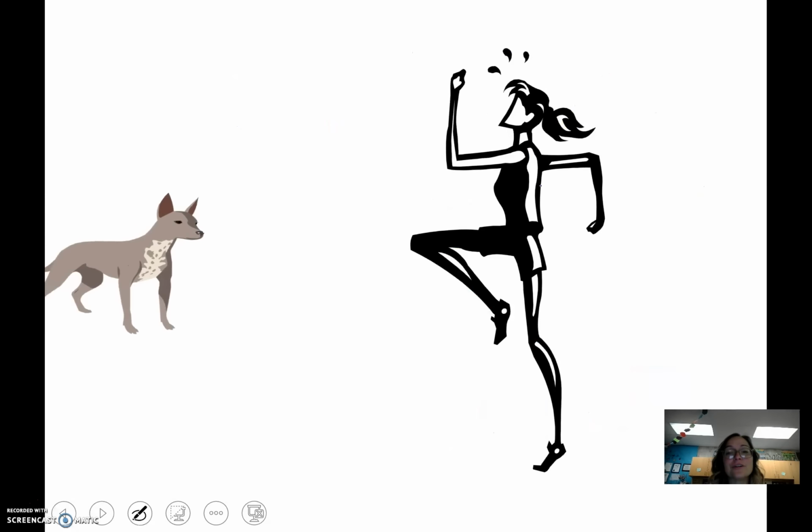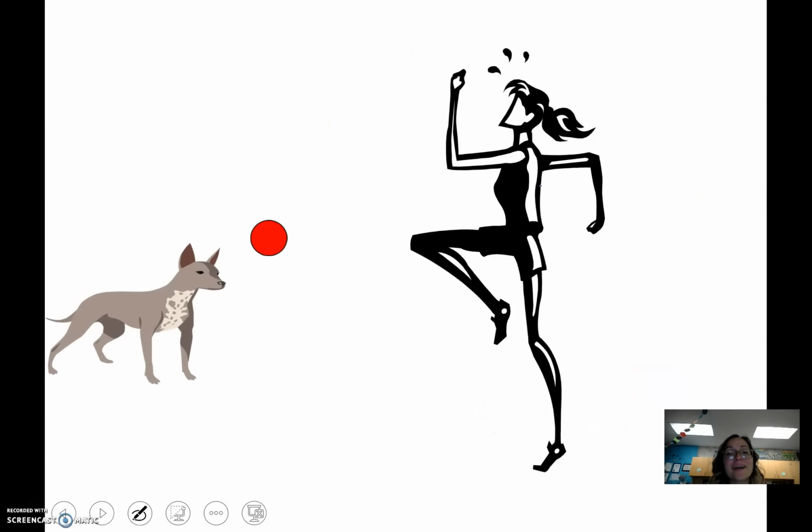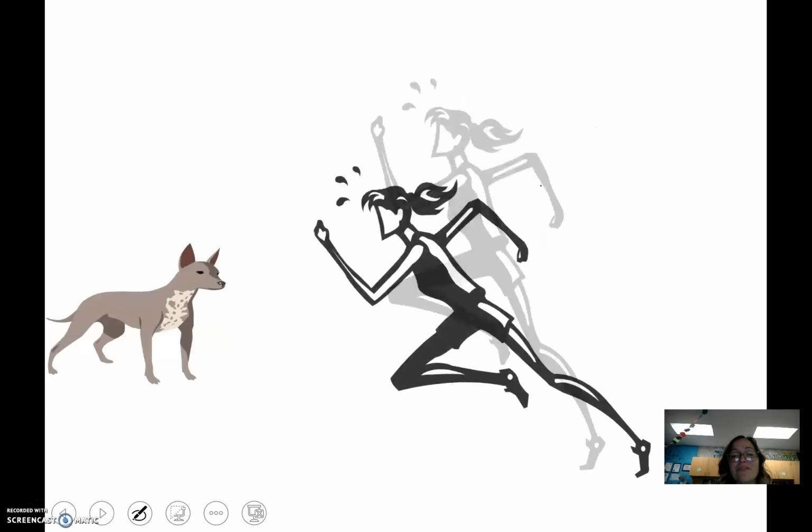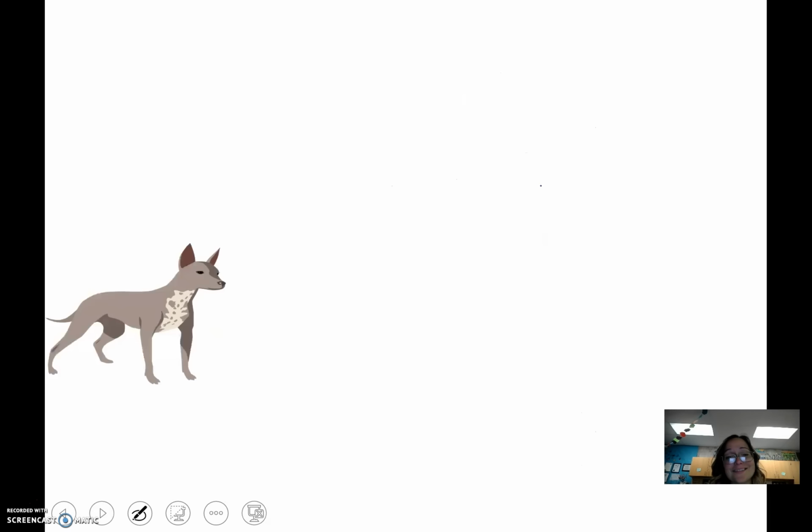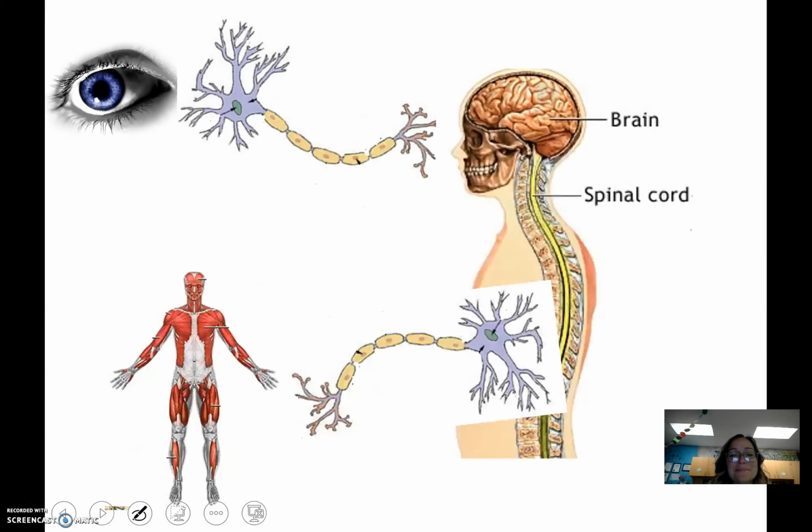So let's say I'm out for a jog and I see a dog. And then, oh my gosh, so then I use a sensory neuron that's going to send the message to my brain. My brain's going to think about what to do, send that information to my legs, to my muscle cells to coordinate movement, and then also probably activate my fight or flight response so then I could run away real fast.